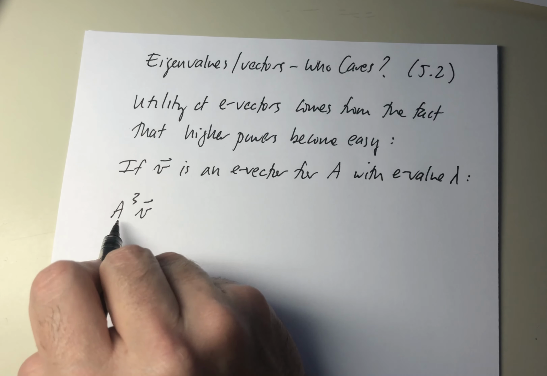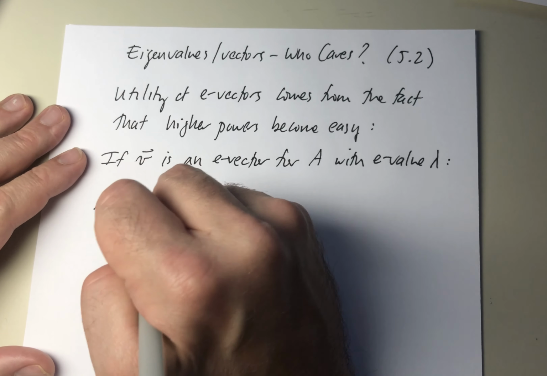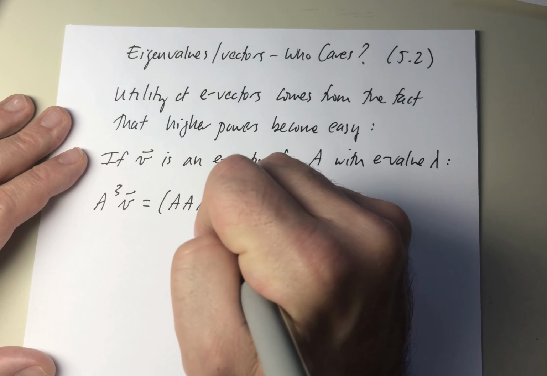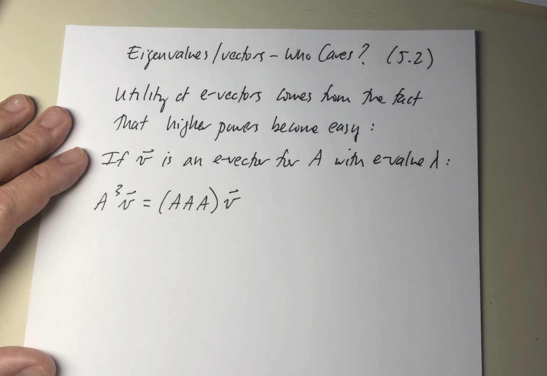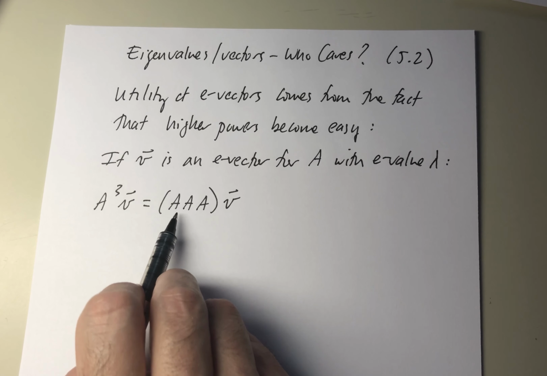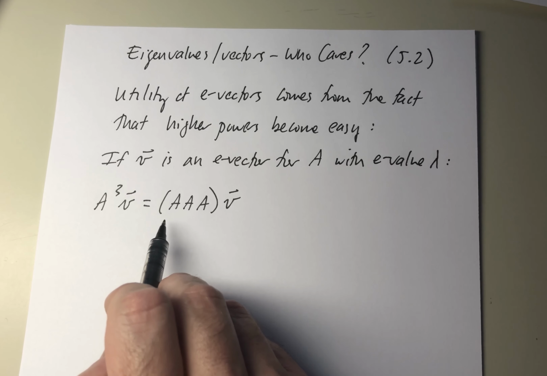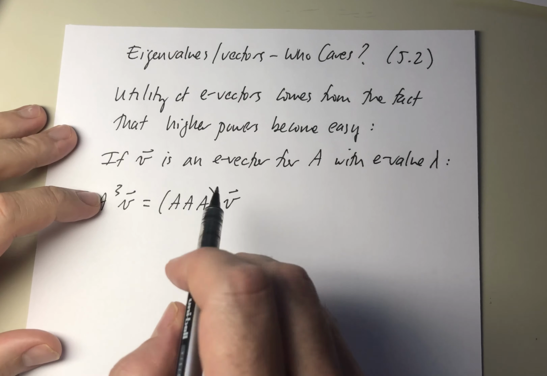So this is a matrix A. I can take the cube of it. It's n by n. So what do I mean by A cubed? I mean A times A times A. That's a matrix times v. Now, in general, that's annoying. A times A times A is computationally expensive, especially if it's a big matrix. It's a lot of steps.